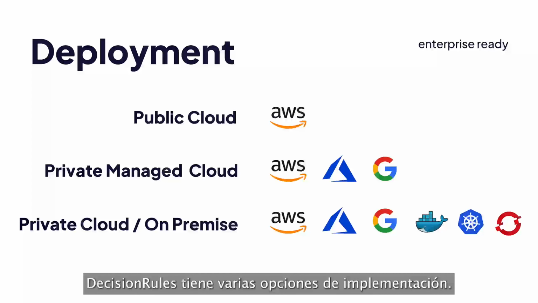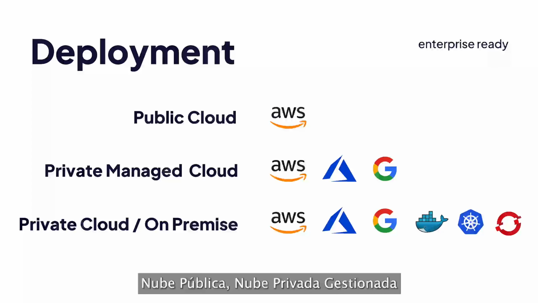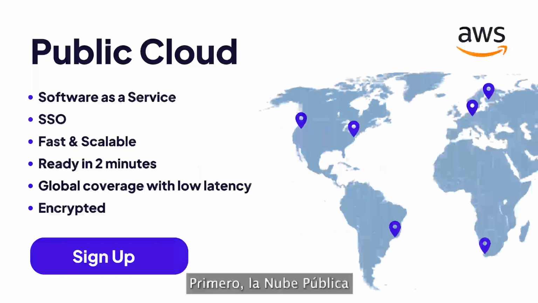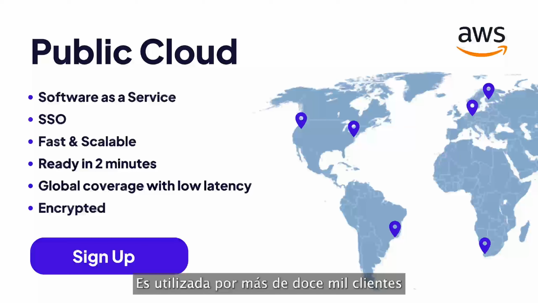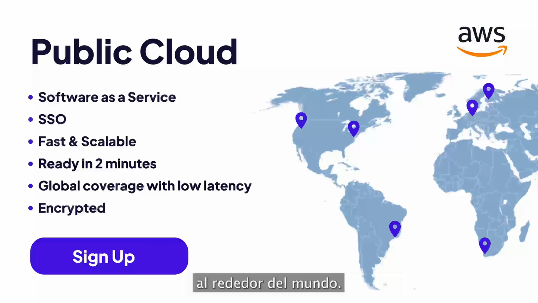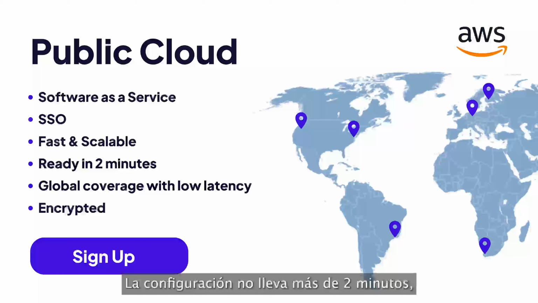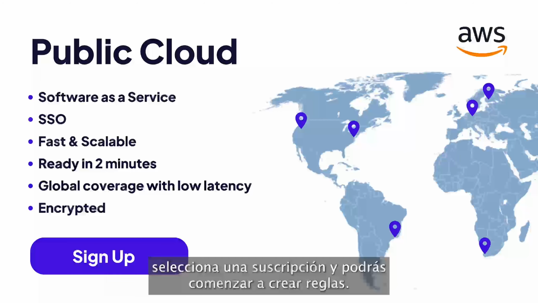DecisionRules has several deployment options: public cloud, private managed cloud, and private cloud or on-premise. First is the public cloud, which we are offering as software as a service. It is used by more than 12,000 clients all around the globe. The setup does not take more than 2 minutes. All you need to do is to create an account, select a subscription, and you can immediately start creating rules.